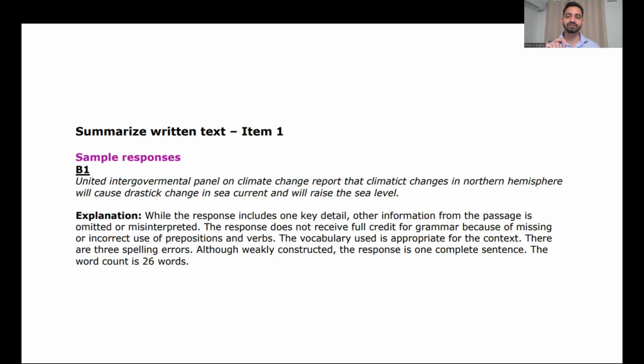You always want to write a summary and reread your summary and check for spelling and punctuation. Always do that. Always start your sentence with capital letter and end with a full stop, and check your commas where you've placed them. You want to have the commas before your conjunctions and connecting words. Although weakly constructed, the response is 1 complete sentence. The word count is 26 words. So that's why it scores B1.